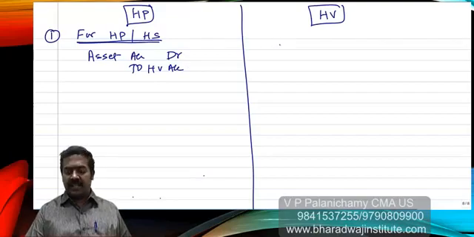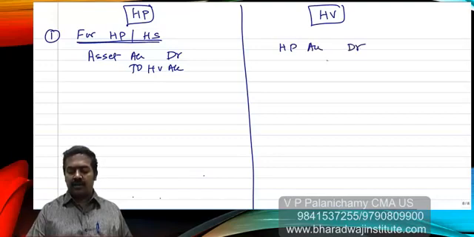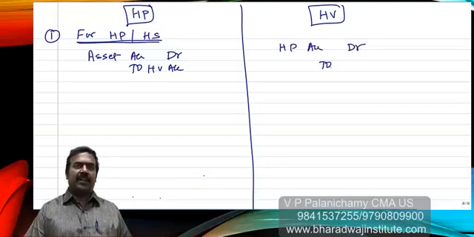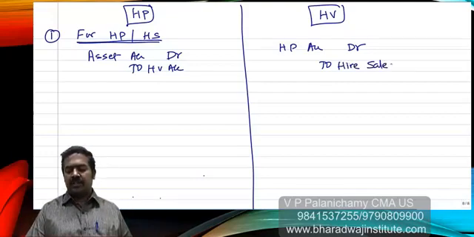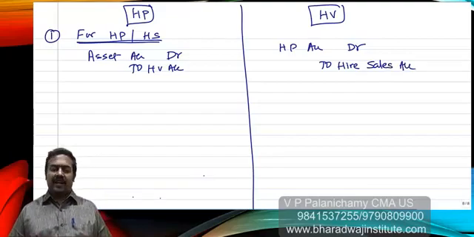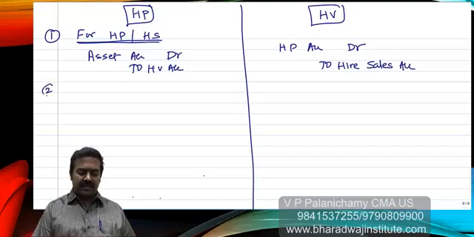He is selling that. What is the entry he will pass? Hire purchaser account debit to sales. For him, it is a normal stock sale. It will be called hire sales. To distinguish normal sales and this hire purchase sales, he will record it as hire sales. Next, listen.